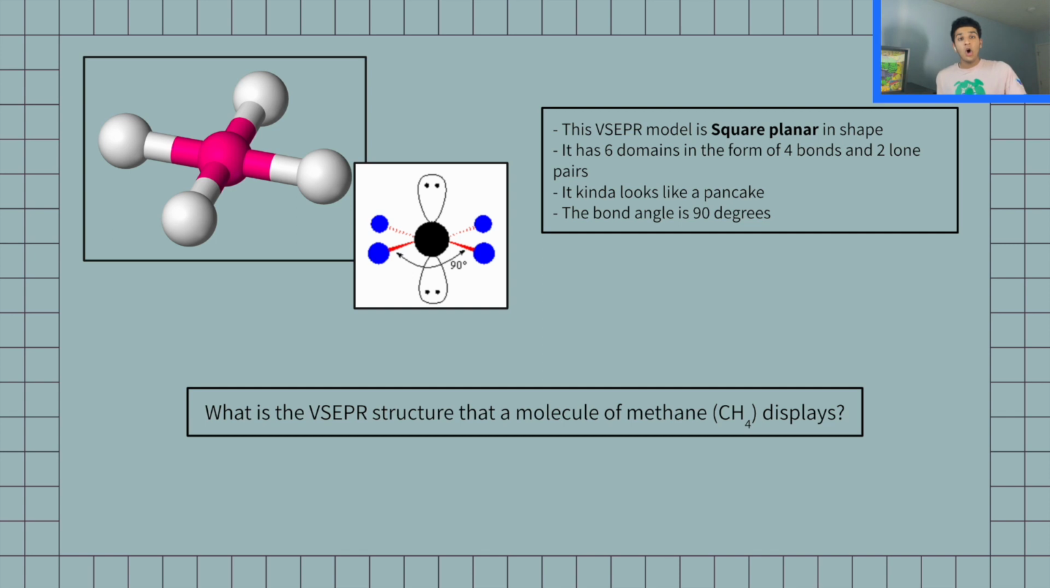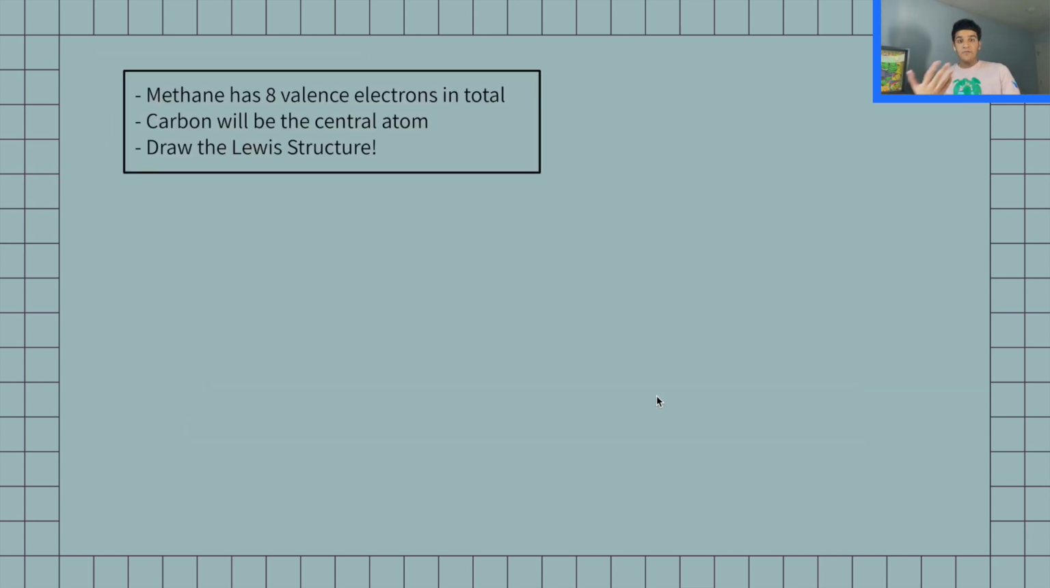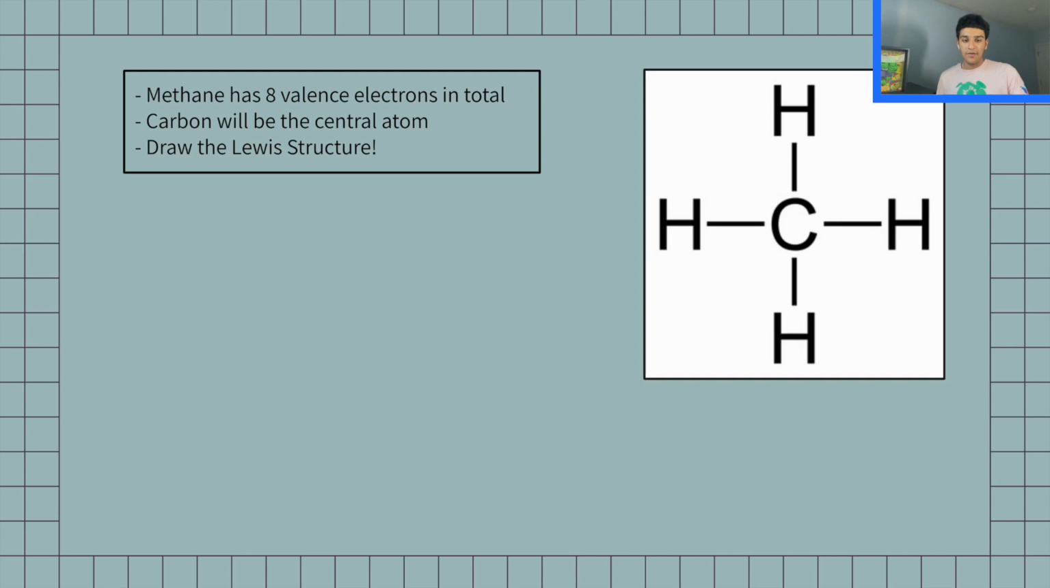Now that we've gone over all the different VSEPR models and families, I want you to figure out what VSEPR structure a methane molecule displays. I've just written down a few things for you. Methane has 8 valence electrons in total, right? And carbon is going to be the central atom. The first thing you do with questions like this is you draw out a Lewis diagram. As we can see, we've drawn a Lewis diagram. Another thing to notice, it has 4 domains, right? Because it has 4 total bonds, and that means it's 4 domains, no lone pairs, just bonds.